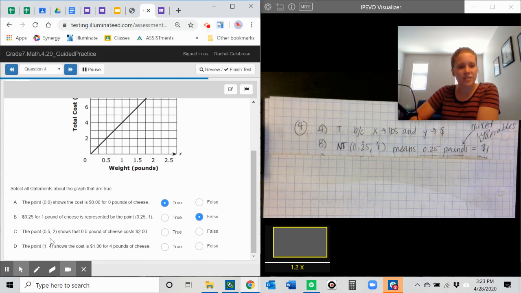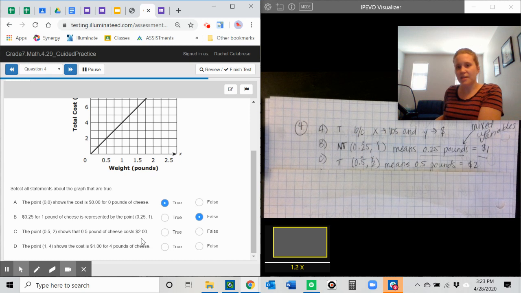C, the point (0.5, 2) shows that 0.5 pounds of cheese costs $2. Think about your x coordinate and your y coordinate. True or false? Nice, you got true.